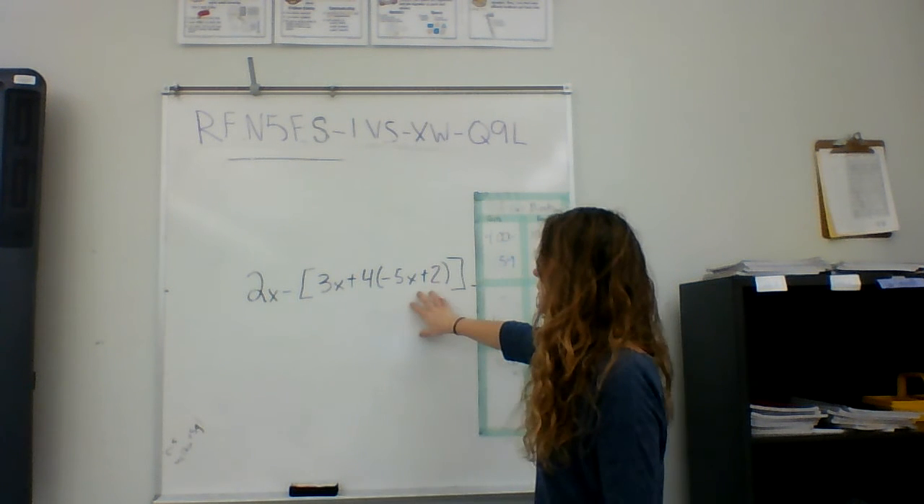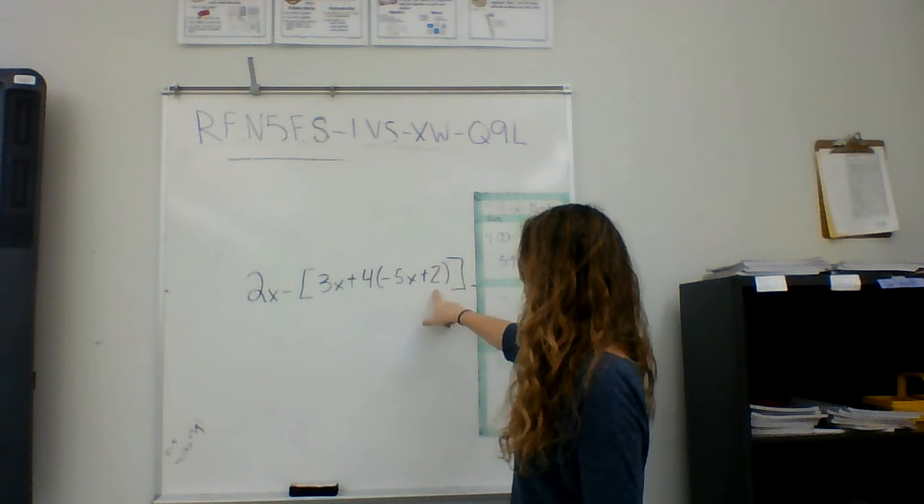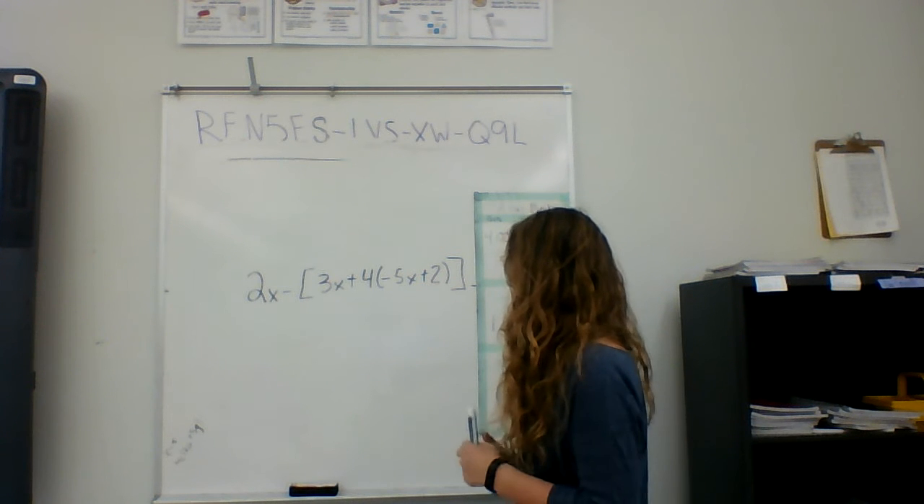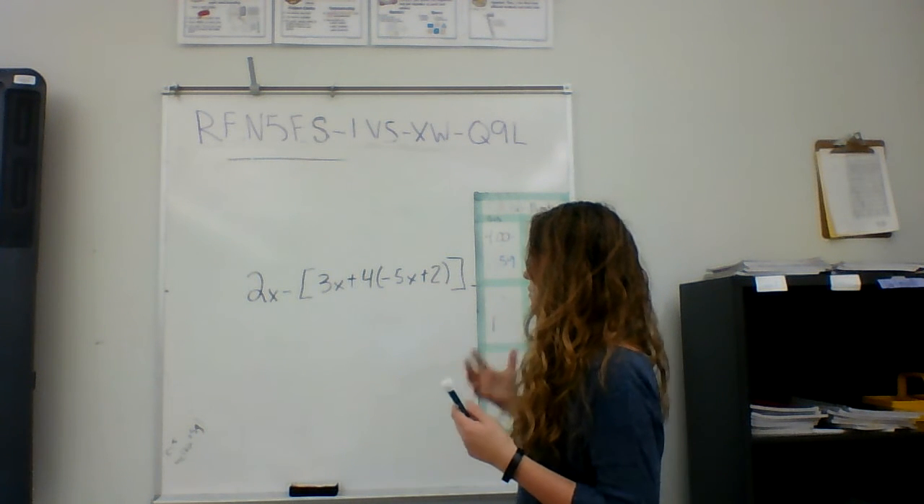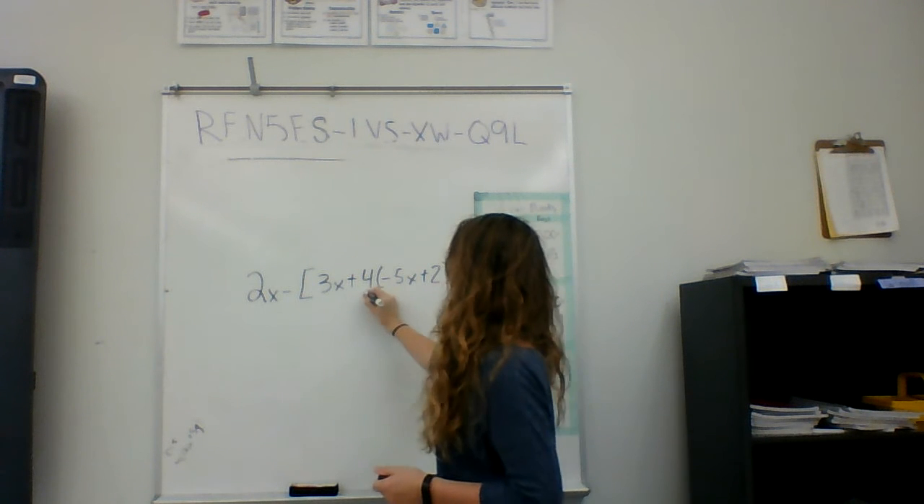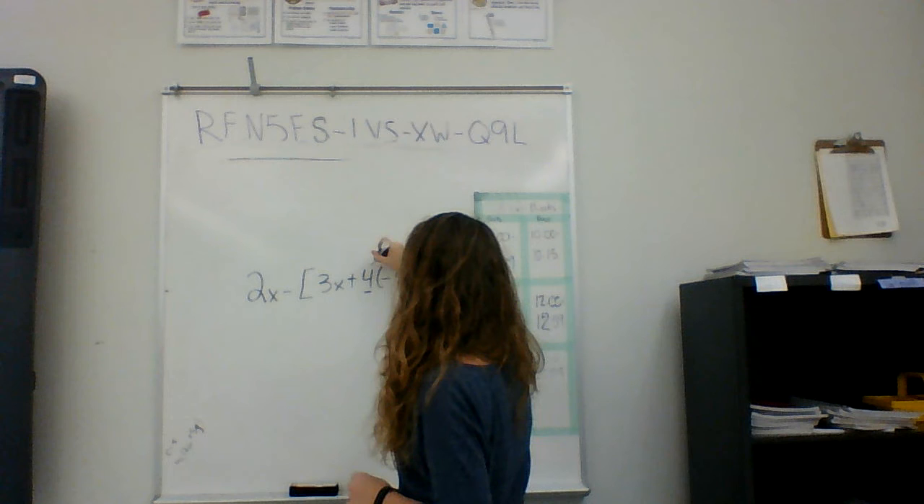The first thing we have to do is with the parentheses. Now, I see negative 5x plus 2. There's nothing I can really do there. I can't combine negative 5x and 2. There's nothing I can do in these parentheses. But what I do notice is there's a 4 right outside of the parentheses. So that means I can distribute the 4. So I'm going to do that.